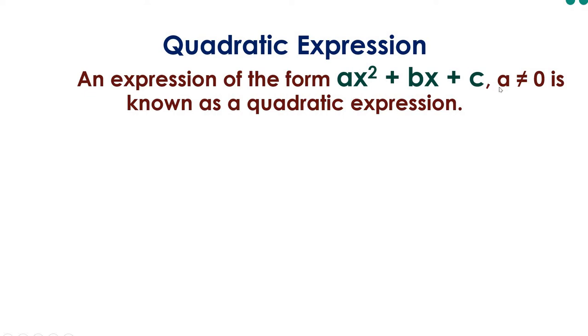Here the condition is that the value of a should not be 0, because if a is 0, this whole term becomes 0 and we only have bx plus c, and bx plus c is not a quadratic term, it becomes a linear term. So for this to remain a quadratic term, the value of a should not be equal to 0. So any expression of the form ax square plus bx plus c is known as a quadratic expression where the value of a should not be equal to 0.